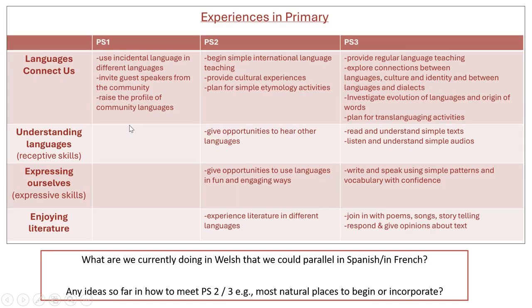So with progression step 1, they don't need to use any international language, but if you wanted to, they could just use incidental classroom language, answering the register, saying if they're going to have sandwiches, dinners, that sort of thing. And it could just be one day of the week that they do that.